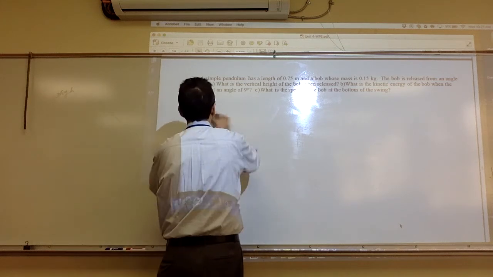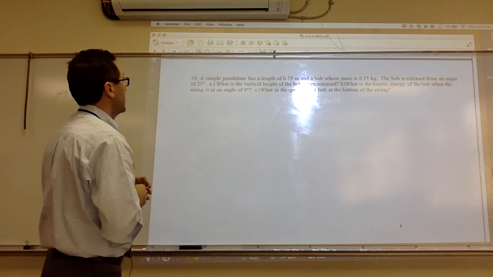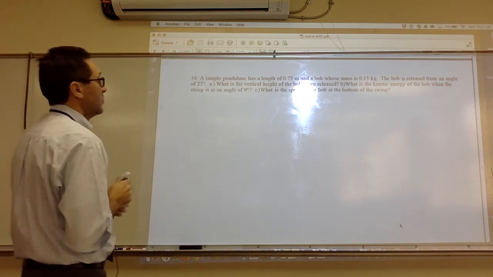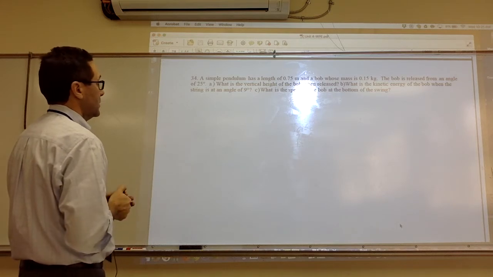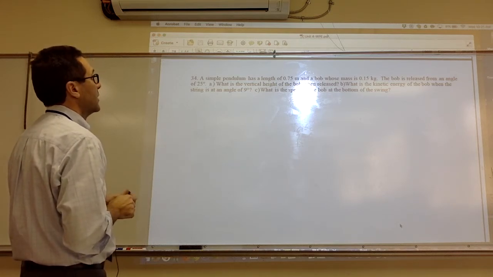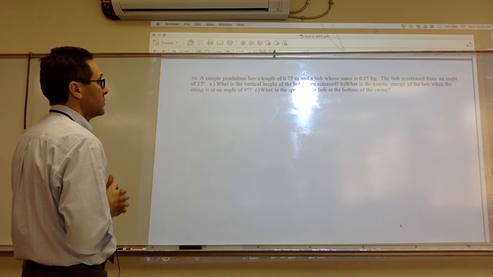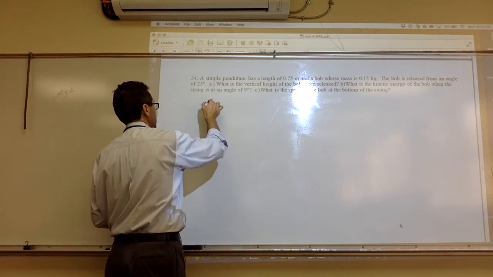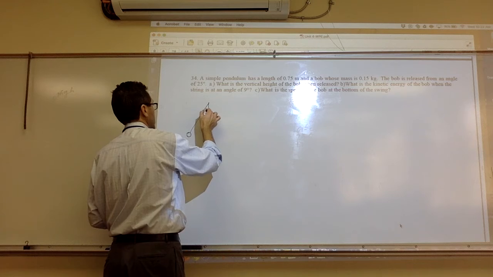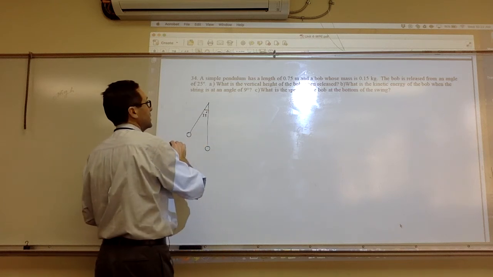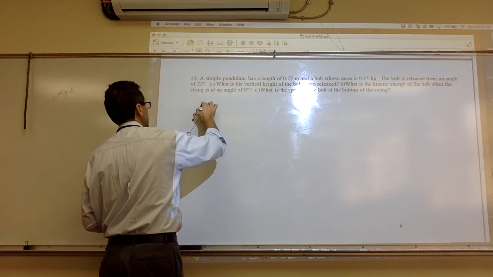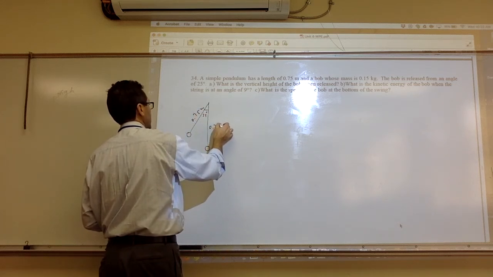All right. Number 34. A simple pendulum has a length of 0.75 meters and a bob. The bob is basically what's attached to the bottom of the pendulum, to the string. And a bob whose mass is 0.15 kilograms. The bob is released from an angle of 25 degrees. So this angle here is 25 degrees. This length here is 0.75 meters. That's the same thing here.